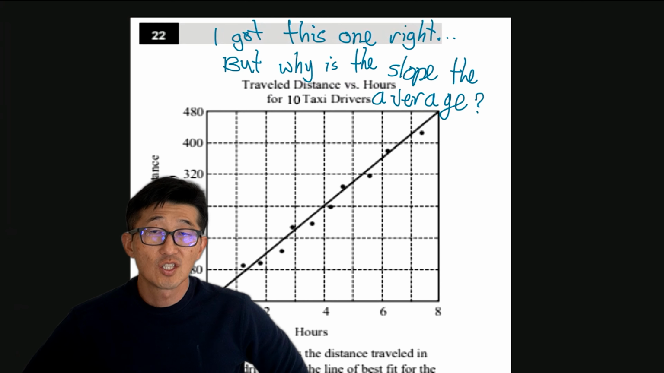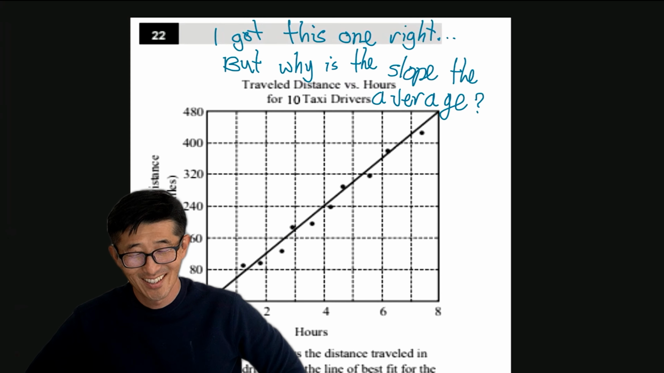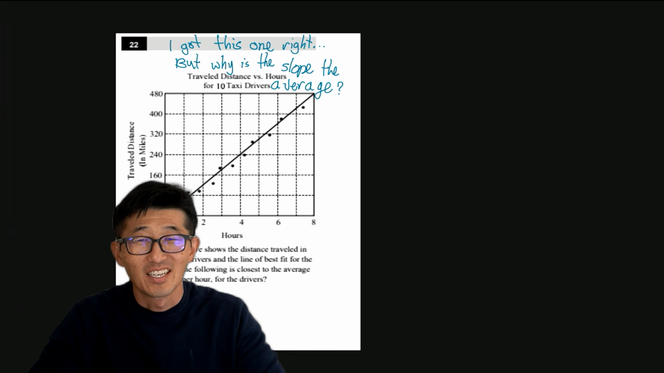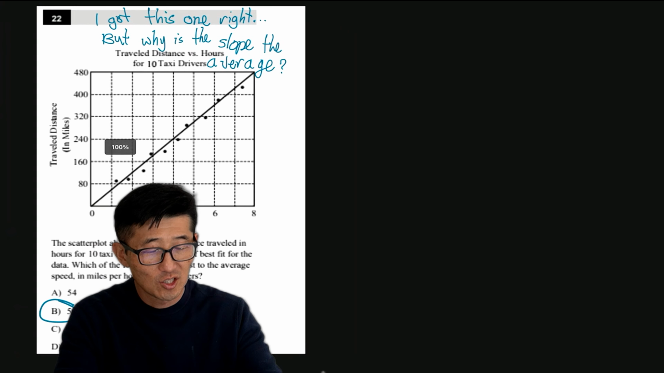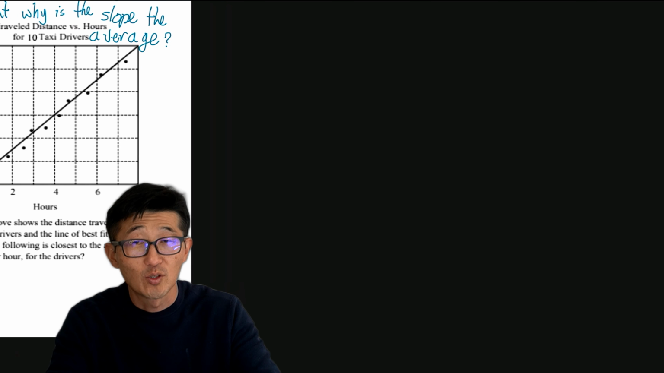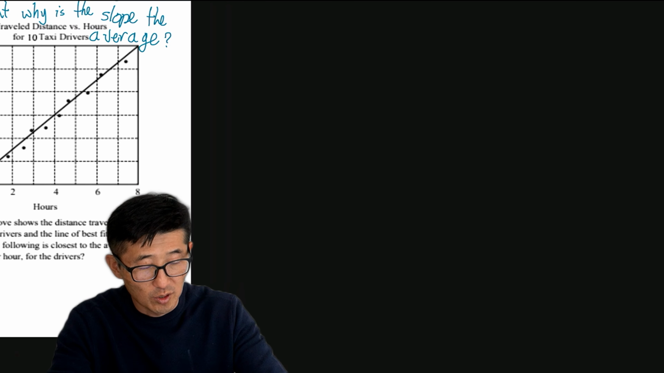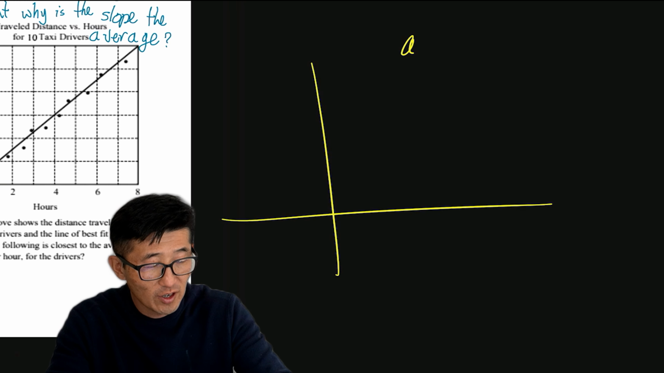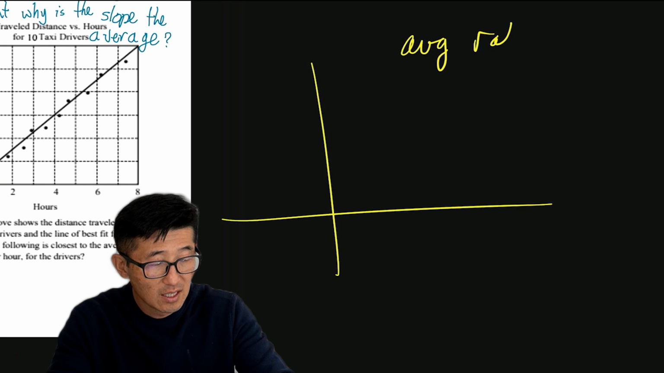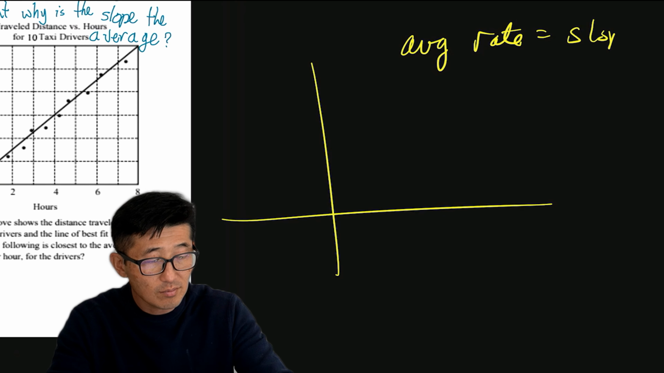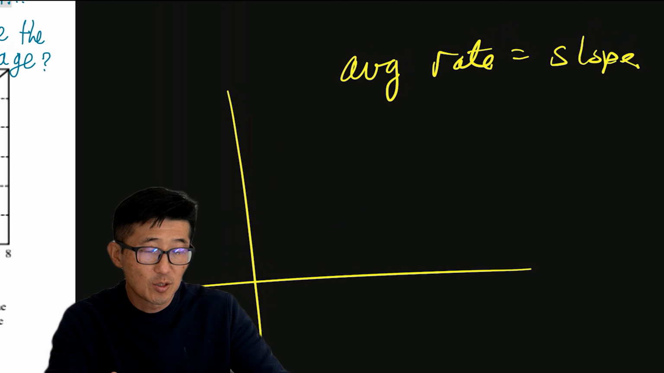Because by definition, the word slope is average. Yes, the word slope. Okay, the slope between two numbers is the average between the two what? Two numbers. Anytime you see the phrase like average rate, it means what? Slope. It means slope. And let me explain.